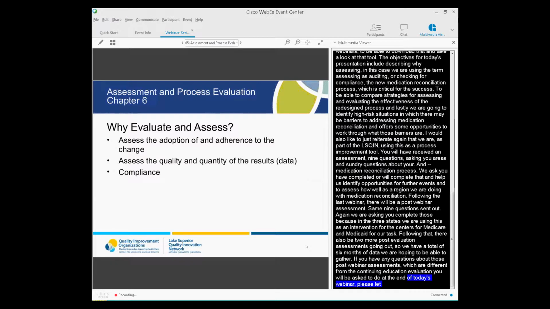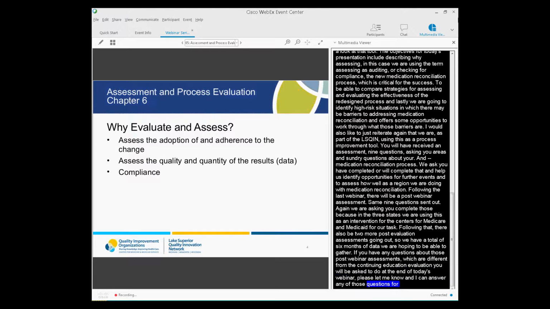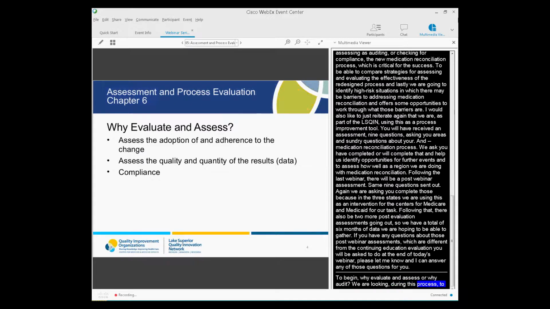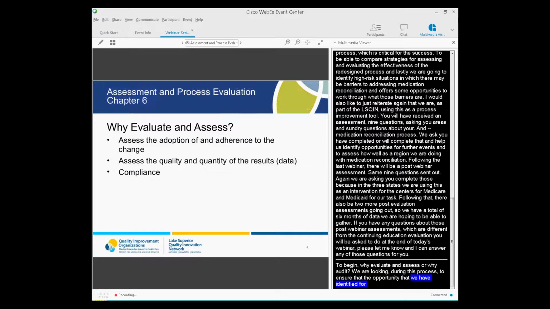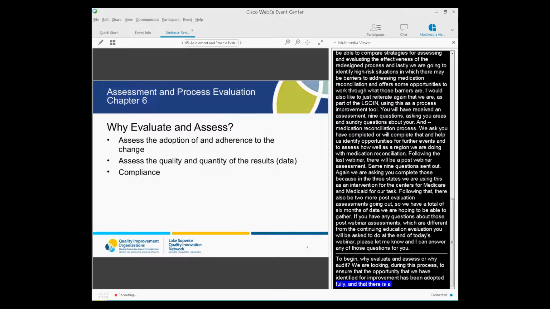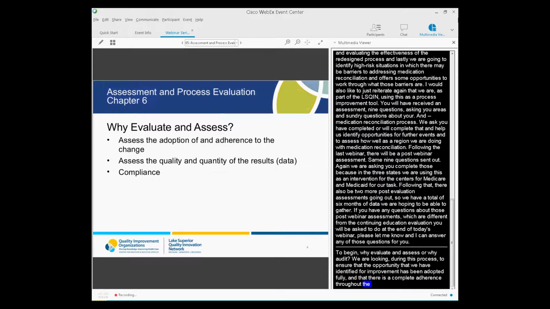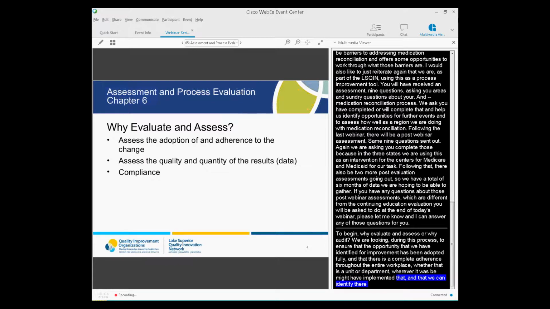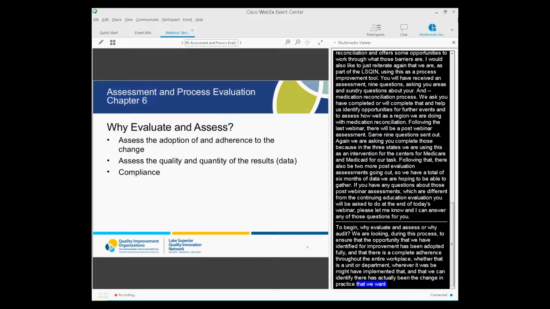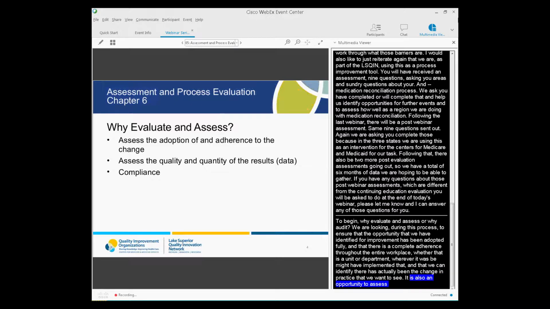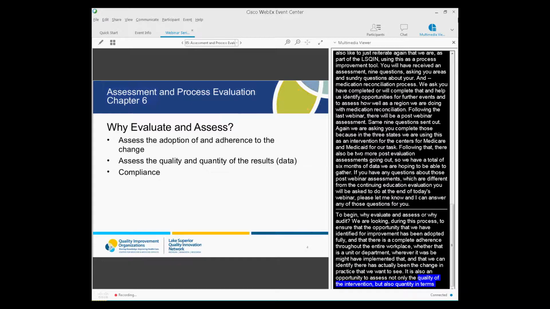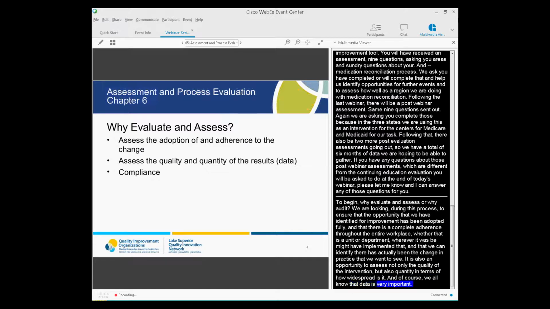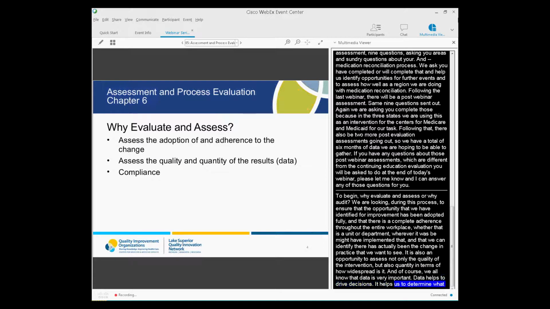So to begin, why evaluate and assess, or why audit? We're looking during this process to ensure that the opportunity we've identified for improvement has been adopted fully and that there's complete adherence throughout the entire workplace, whether that's a unit or a department, wherever we might have implemented it, and that we can identify that there's actually been the change in practice that we wanted to see. It's also an opportunity to assess not only the quality of the intervention, but also quantity in terms of how widespread it is. And of course, we all know that data is very important. Data helps to drive decisions. It helps us determine what steps we may need to take next. So it's a very important piece of the process improvement.